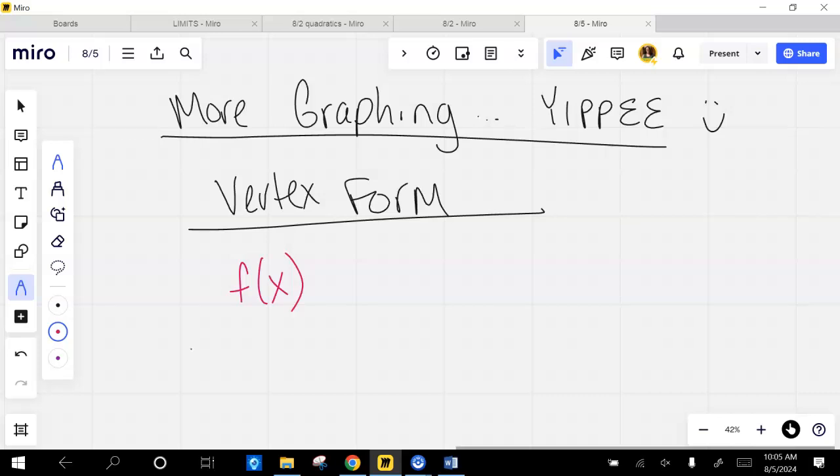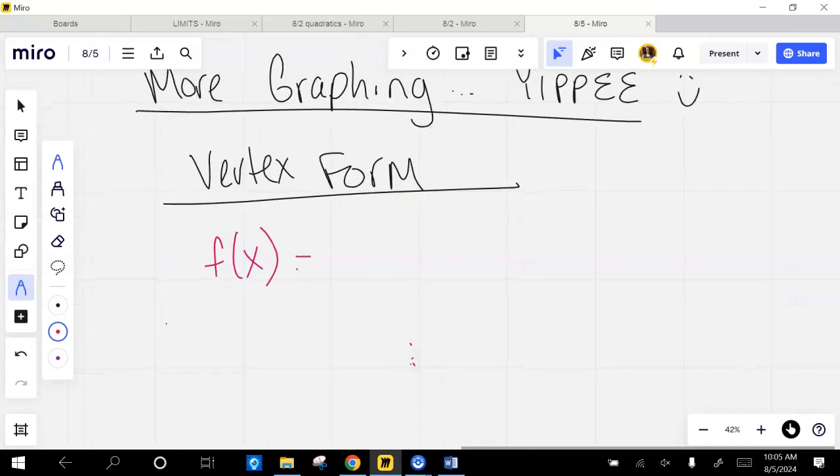Instead of y equals, I'm going to change to f of x. Does everyone understand that's the same thing? What does f of x mean? It means y, but what does it tell us? It's a function. What does function mean? Function means there's one and only one output, which is y, for every input. It passes the vertical line test. We'll talk about all that a little later. Just know that this is the same as y. I just would rather you be a little more sophisticated than just y every time. All right, f of x equals a times x minus h squared plus k.